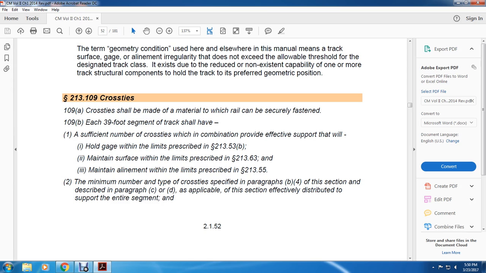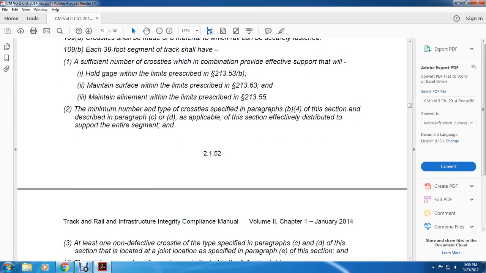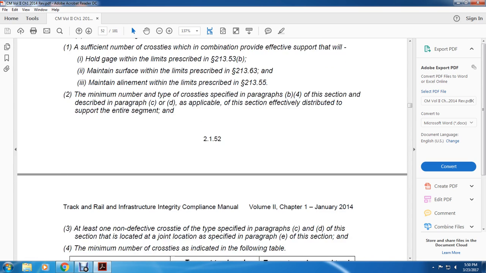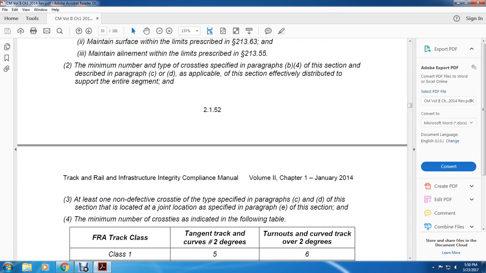The minimum number and type of cross ties specified in paragraph B4 of this section, described in paragraphs C and D of the applicable class, must be effectively distributed to support the entire segment, and at least one non-defective cross tie of the type specified in paragraphs C and D of this section must be located at each joint location specified in paragraph E of this section, with the minimum number of cross ties indicated in the following table.